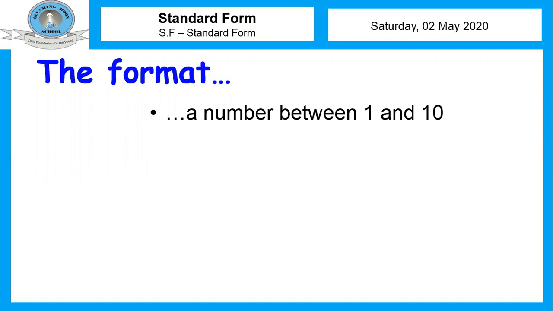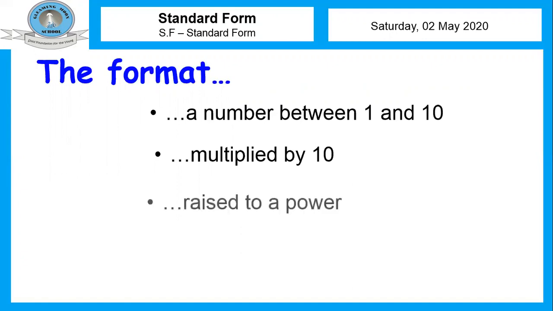Okay, now you have that number. That is the first part. The second part is that that number will be multiplied by 10. Not multiplied by 1, not 2, not 3 or 9 or whatever, but 10. It must be multiplied by 10. And that 10 that you're multiplying it by will have a power. It will be raised to a power.